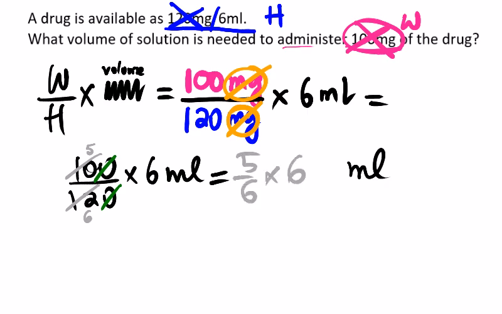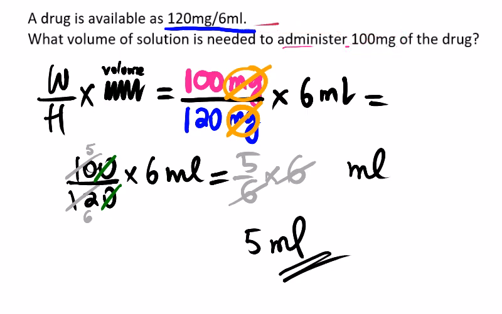And of course you can go straight to the calculator. It's just a different way to check that your calculator skills are working as well. 6 into 6 goes once, so our final answer is 5 mLs. So we could simply have entered 100 divided by 120 times 6. We would get still the same 5 mLs as an answer. Read the question again. What volume of solution is needed to administer 100 milligrams of the drug? 5 mLs.